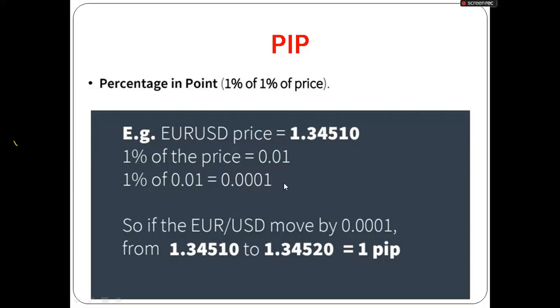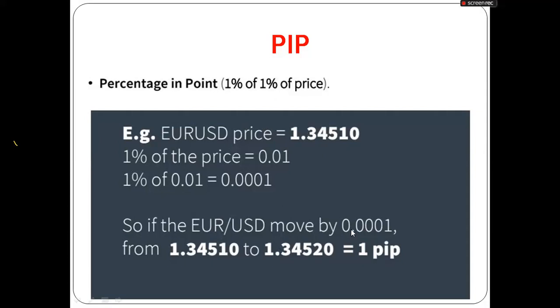It means that if EUR/USD moves by 0.0001, from 1.34501 to 1.34510, you have gotten 1 pip, percentage in points.